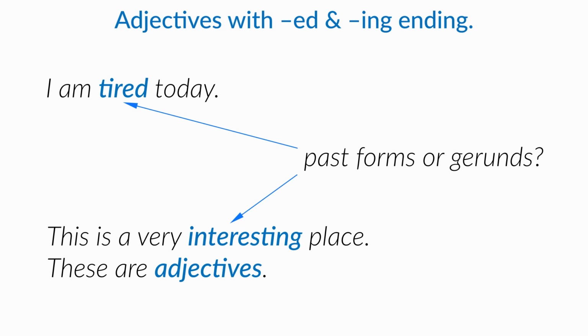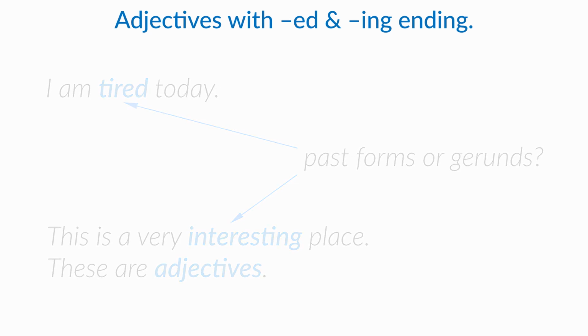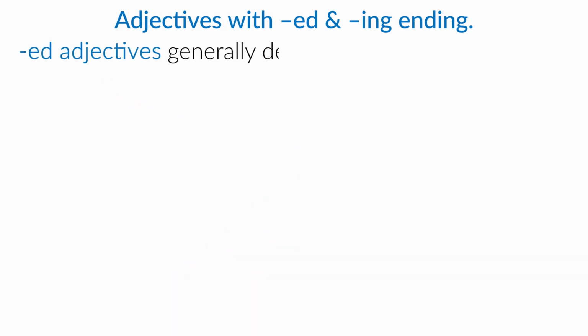Let's look at the sentences. I am tired today. This is a very interesting place. Are these words past forms or gerunds? None of them, because these are adjectives. A great number of adjectives are formed from verbs by adding -ed and -ing. How to distinguish them? -Ed adjectives generally describe emotions or feelings.